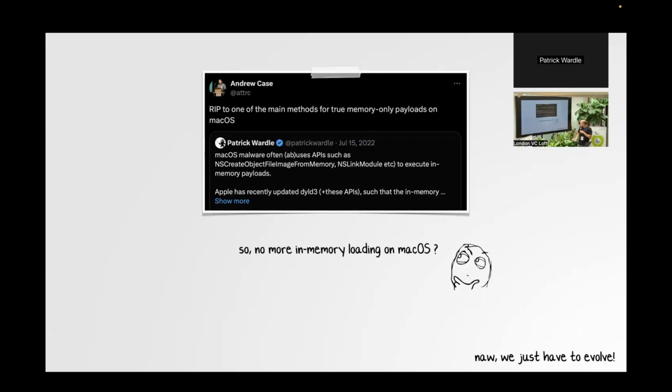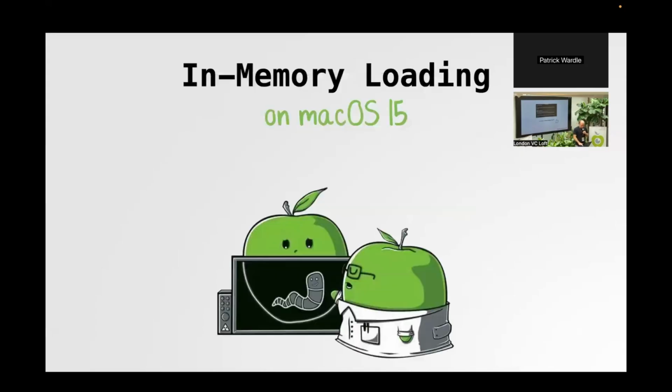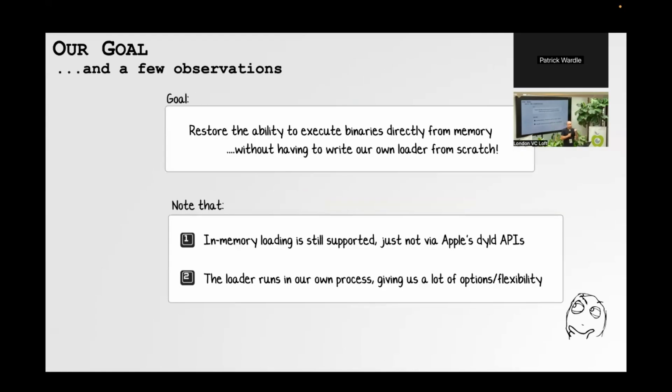And so bummer, right? Well, as is always the case, Apple's security mechanisms are often an obstacle, but really not a showstopper. So now I want to talk about in-memory code execution in macOS 15. I want to essentially restore what Apple took away from us. So the goal is to restore the ability to execute binaries directly from memory without having to write your loader from scratch.